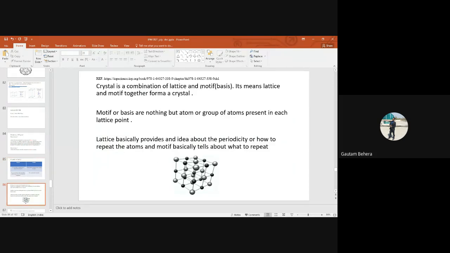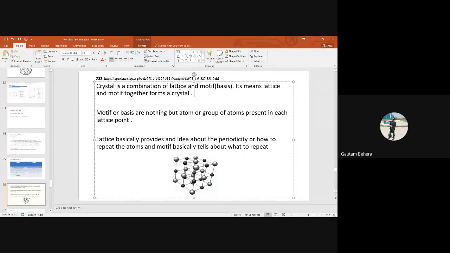So now this is actually what exactly a crystal is. A crystal is a combination of lattice and motif. Motif is also called basis sometimes. It means a lattice and motif together form a crystal. So if you want a crystal, then the lattice should be there and the motif should be there. If one is absent, then a crystal cannot be formed, right? Because a lattice is an imaginary term, as I told.